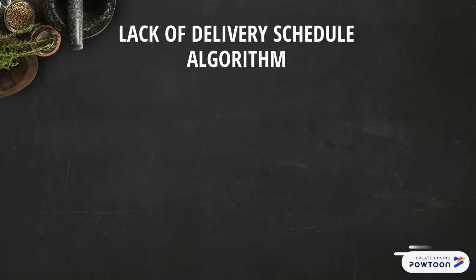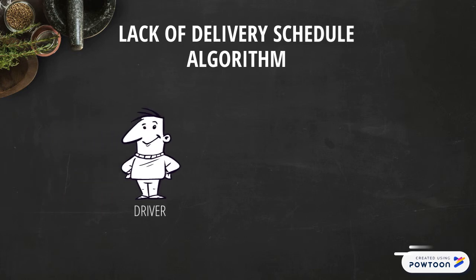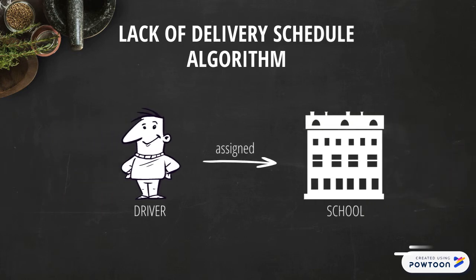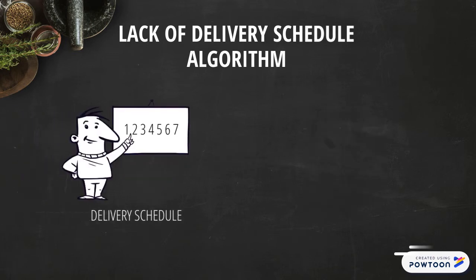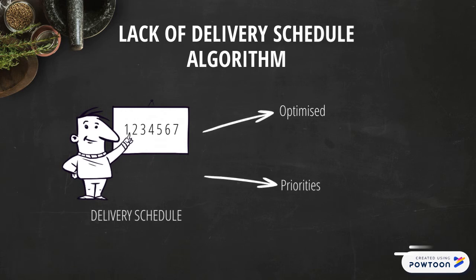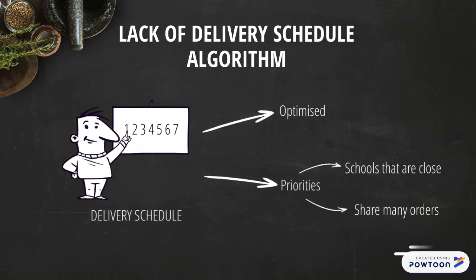Finally, it was assumed that one driver would be exclusively assigned to a school. This was done to make the project computationally simple and efficient. However, in the web development project, it was assumed the schedule would be optimized, and schools that are close together and share many meal orders are prioritized.